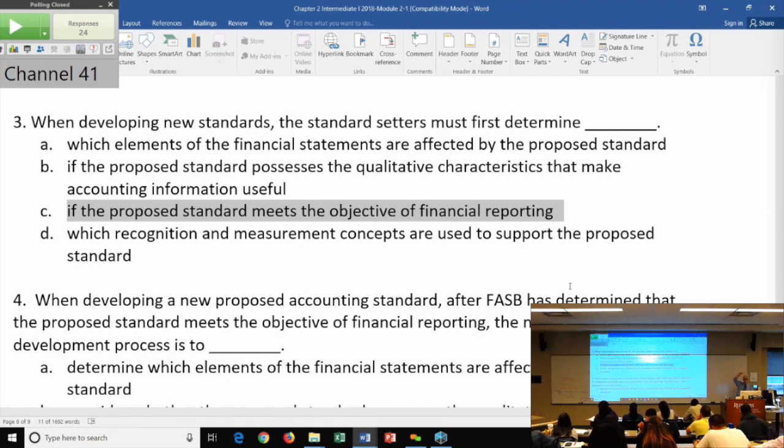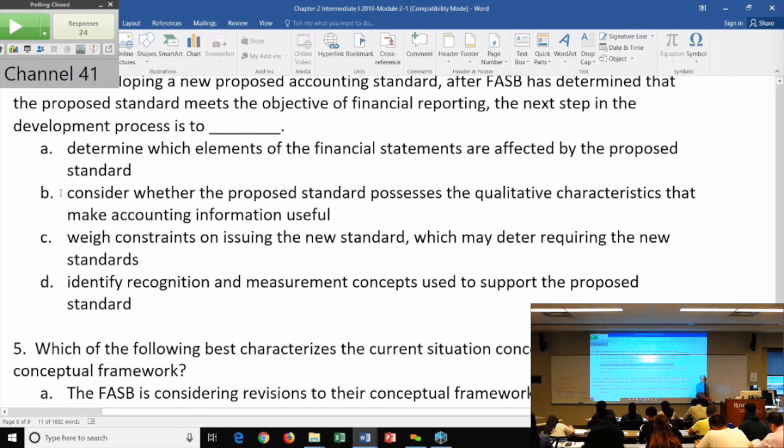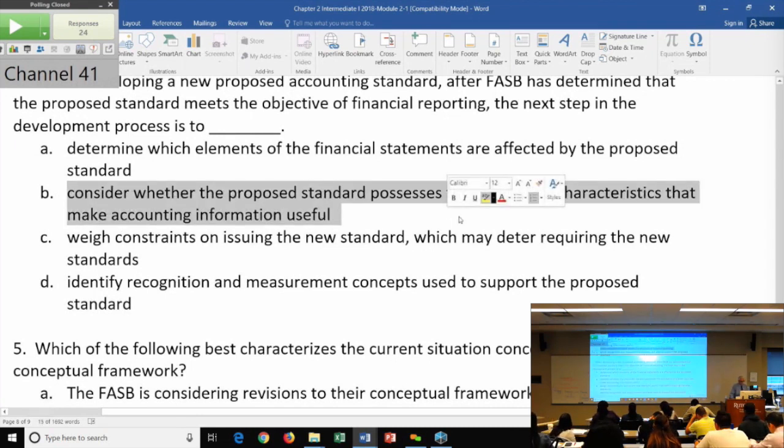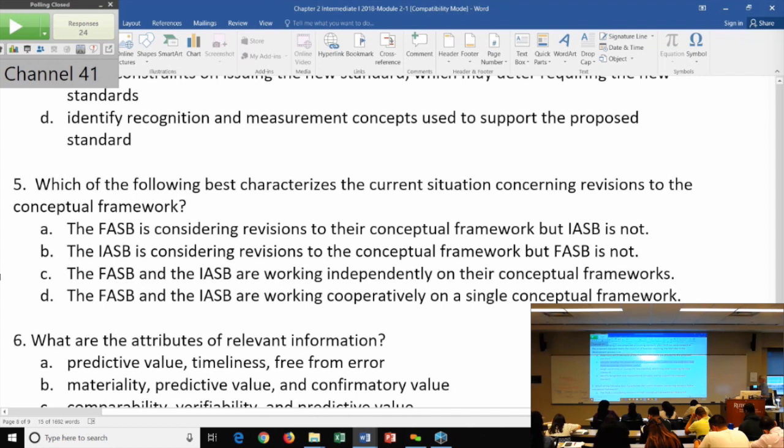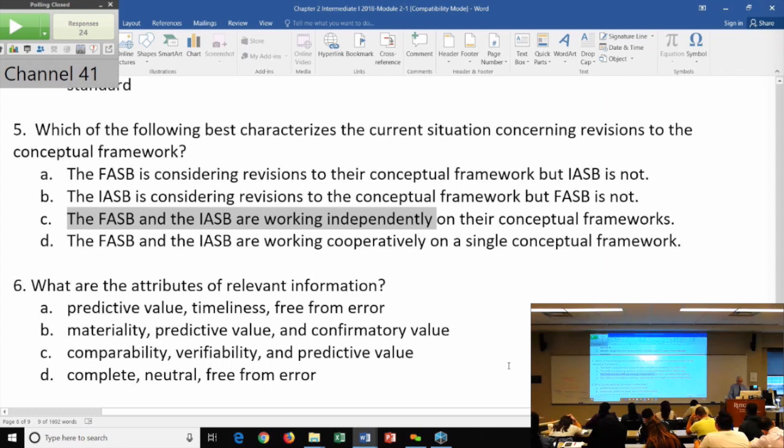So when we went through that circle, the first thing we do is, what's the first thing in the circle? Objectives. Second step in developing a new standard would be, so 3 is C, 4 is the consideration that the standard meets the qualitative characteristics. Number 5 is also C, because FASB are working independently with the ISB.